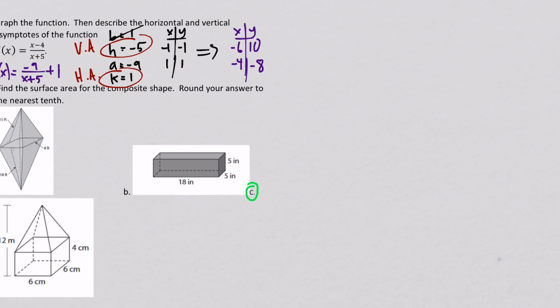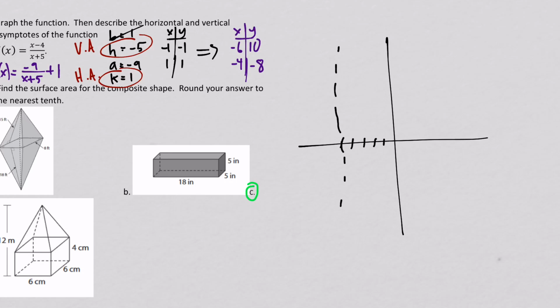Watch. Here we go. We're going to make a graph like that. Let's see the asymptotes first. H equals negative 5. So 1, 2, 3, 4, 5. There's an asymptote right here. K equals 1. There's an asymptote right there. And now I can plot my points. Negative 6, 10. 1, 2, 3, 4, 5, 6, 10. All the way up there. 5, 6, 7, 8, 9, 10. Right about here is a point.